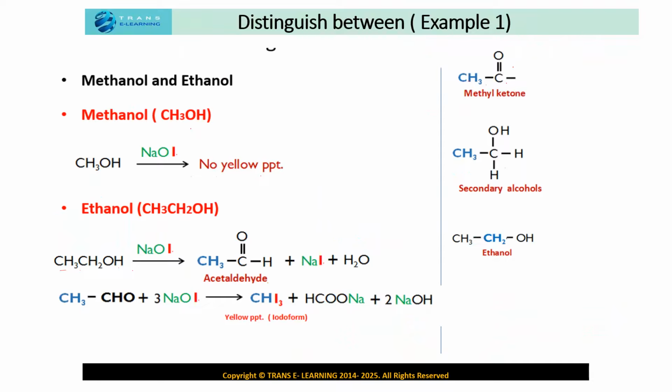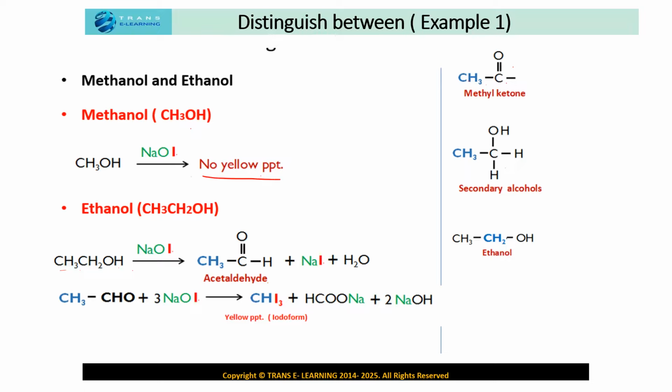Now, the first example is distinguish between methanol and ethanol. You can clearly see that methanol is not a methyl ketone. Obviously, it is not a ketone. It is not a secondary alcohol also. It is not an ethanol. So it is not going to give you the yellow precipitate.